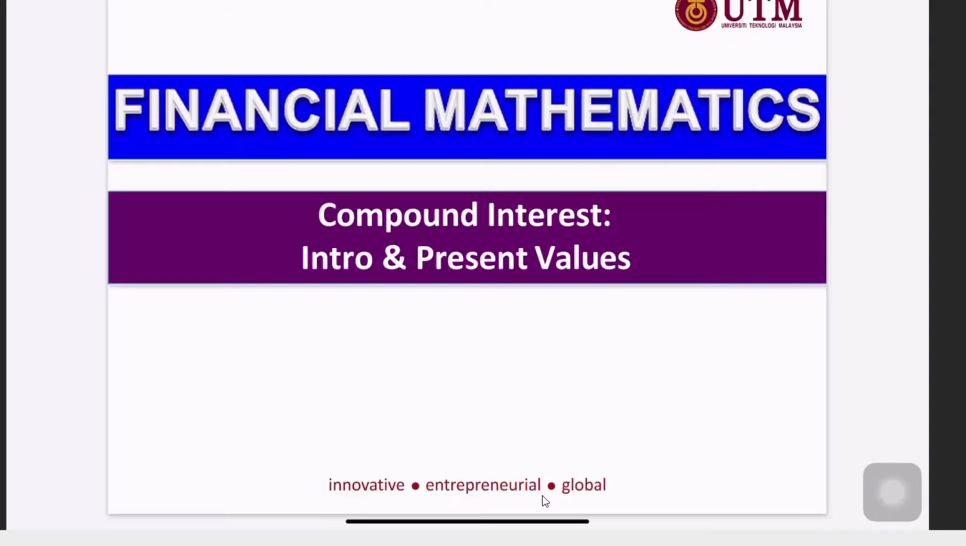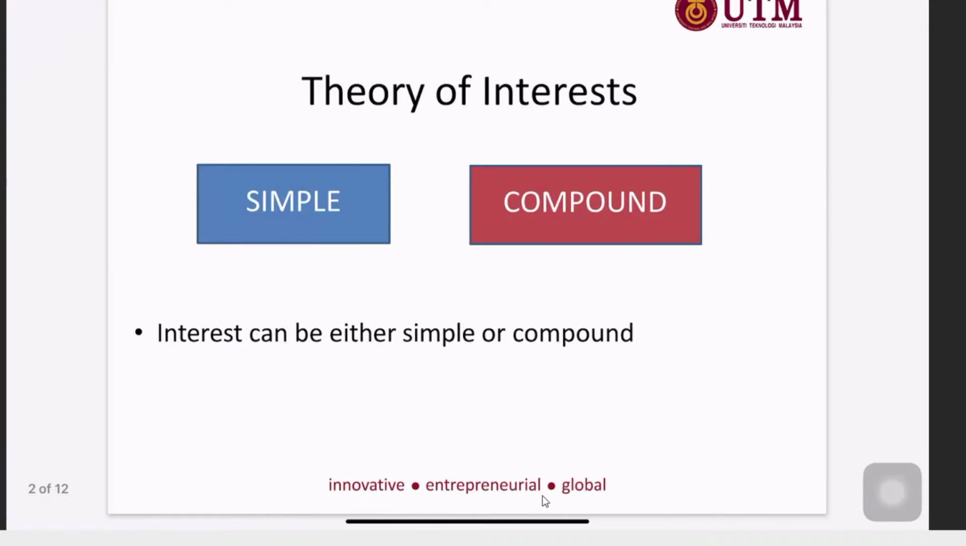So what is the difference between simple and compound interest? Okay, so now let's see the difference. Interest can be either simple or compounded. Normally, banks prefer to use compound instead of simple, because when you use compound interest, you will gain more interest as compared to simple, because it is compounded. The interest is charged on interest. So we will see the example later.